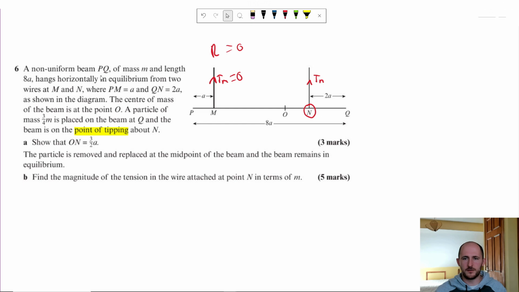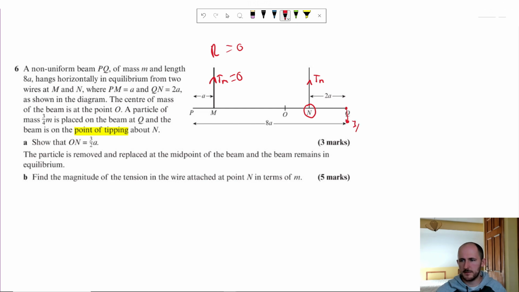So here we have a non-uniform beam of mass m and length 8a, hanging horizontally in equilibrium from two wires m and n, where p to m is a, q to n is 2a, so that means the middle bit is going to be everything left over, which is 5a. The centre of mass of the beam is at the point O. A particle of mass 3/4 m is placed at q.